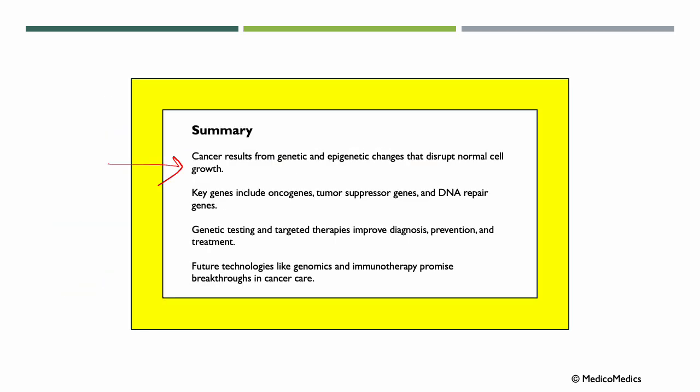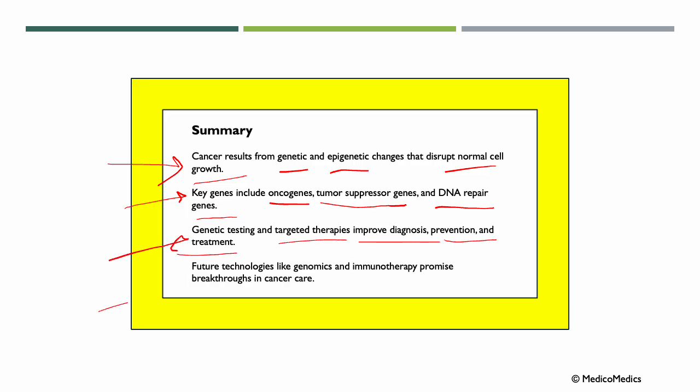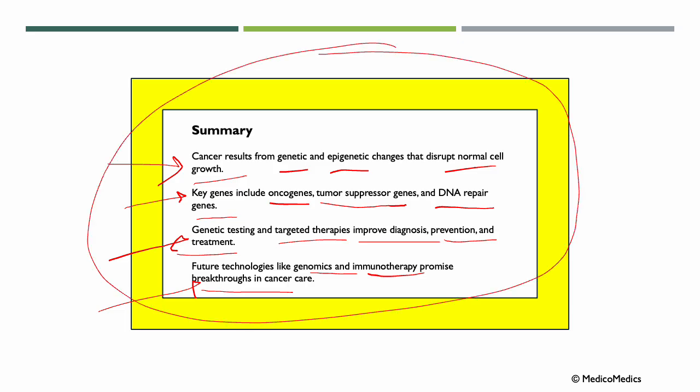So in summary then, cancer results from genetic and epigenetic changes that disrupt normal cell growth. Key genes include oncogenes, tumor suppressor genes, and DNA repair genes. Genetic testing and targeted therapies improve diagnosis, prevention, and treatment. Future technologies like genomics and immunotherapy promise breakthroughs in cancer care. For in-depth detail into the world of cancer, please check our course on oncology.